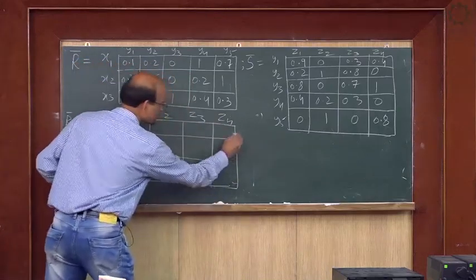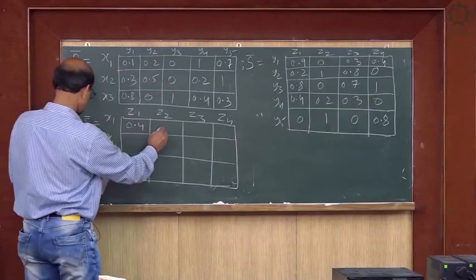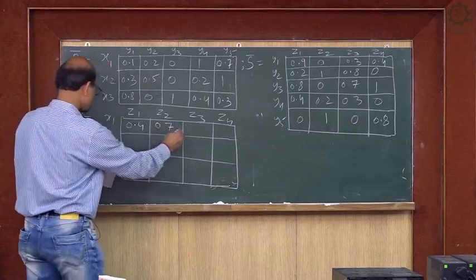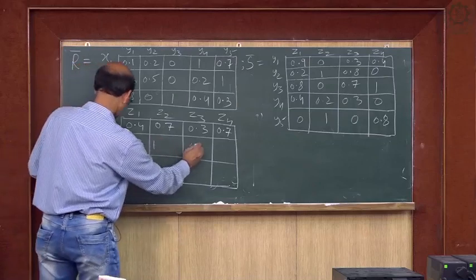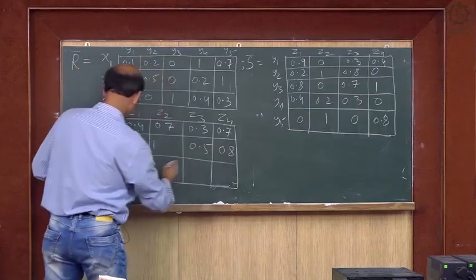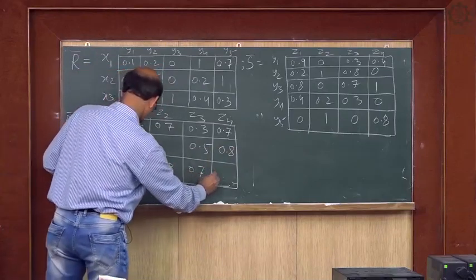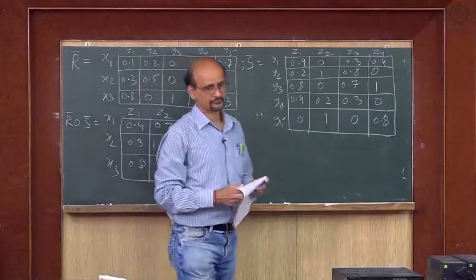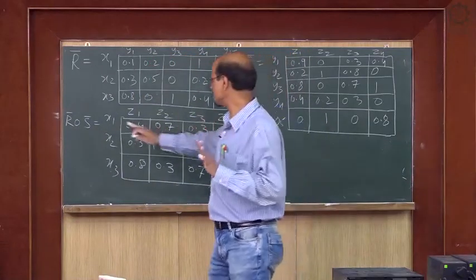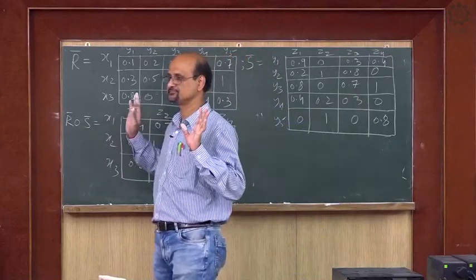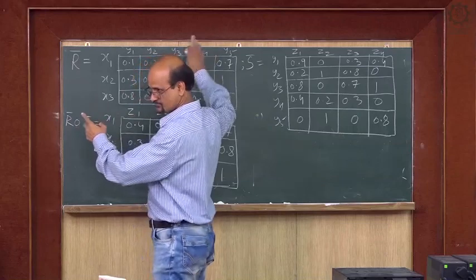So the first one we got is 0.4. Next, I hope you will get 0.7, check this: 0.3, 0.7, 0.3, 1, 0.5, 0.8, 0.8, 0.3, 0.7, 1. After doing this for all the rows, you will get this. This is your composition from R to S, meaning from X to Z.